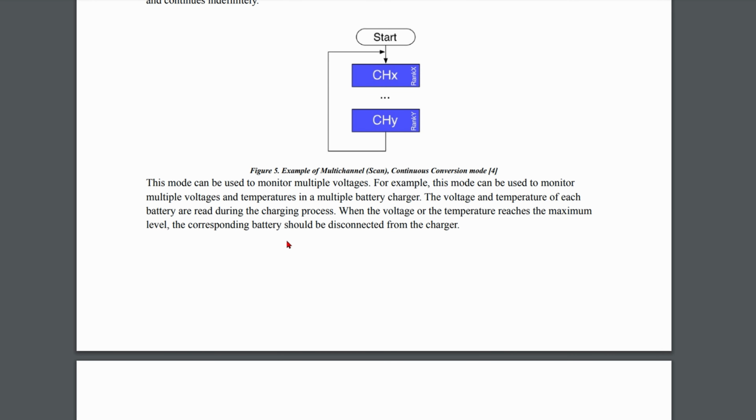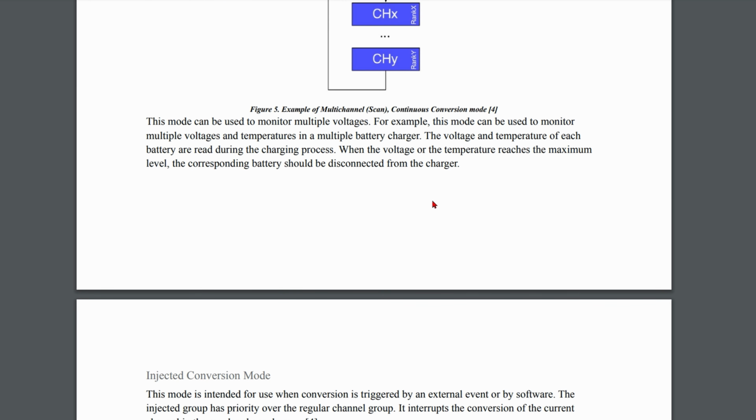This mode can be used to monitor multiple voltages. For example, this mode can be used to monitor multiple voltages and temperatures in a multiple battery charger. The voltage and temperature of each battery are read during the charging process. When the voltage or the temperature reaches the maximum level, the corresponding battery should be disconnected from the charger. So like a smart battery that's able to monitor itself.